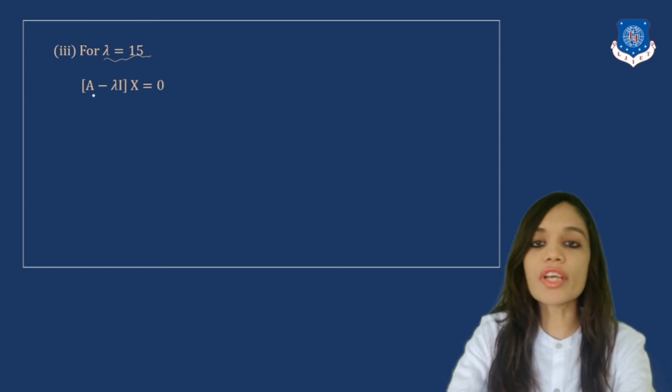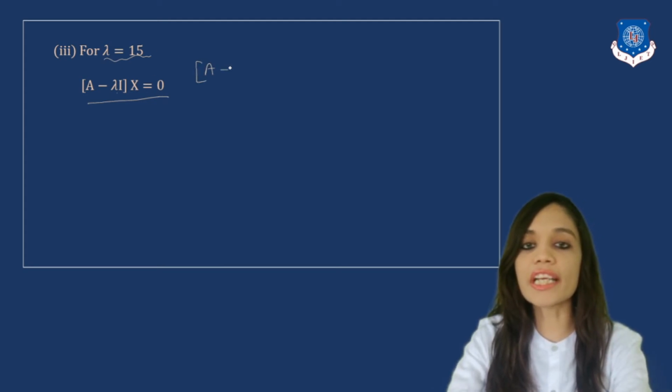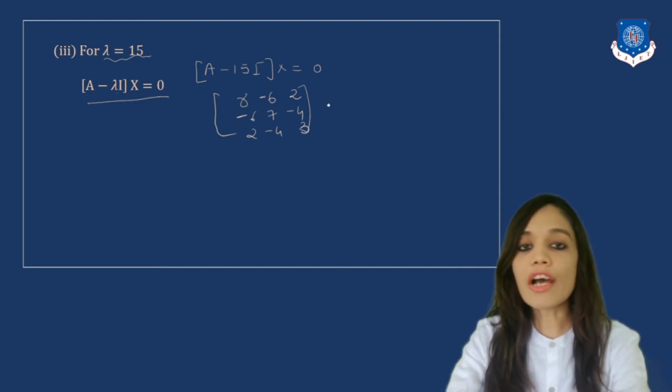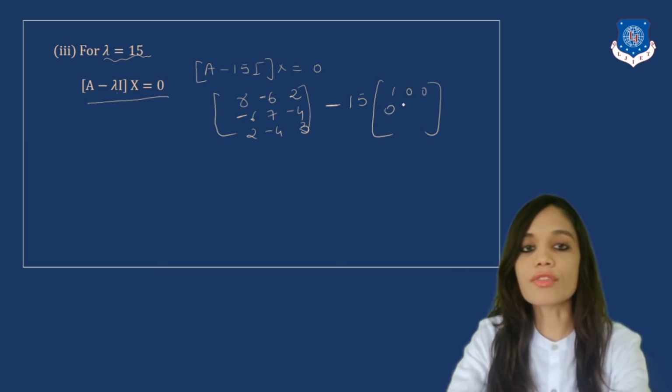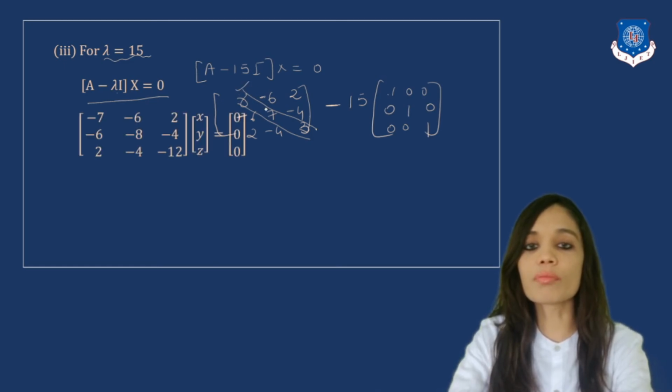Again write your equation, that is (A minus lambda I)x is equal to 0. Right? Now on putting the value of lambda as 15, you will get (A minus 15I)x is equal to 0. Again write the value of the matrix, that is 8, minus 6, 2, minus 6, 7, minus 4, 2, minus 4, 3. Now we have to subtract 15 times the identity matrix, right? That is 1 0 0, 0 1 0, 0 0 1. Again the change will come only in the principal diagonal elements. So just subtract 15 from these three elements.